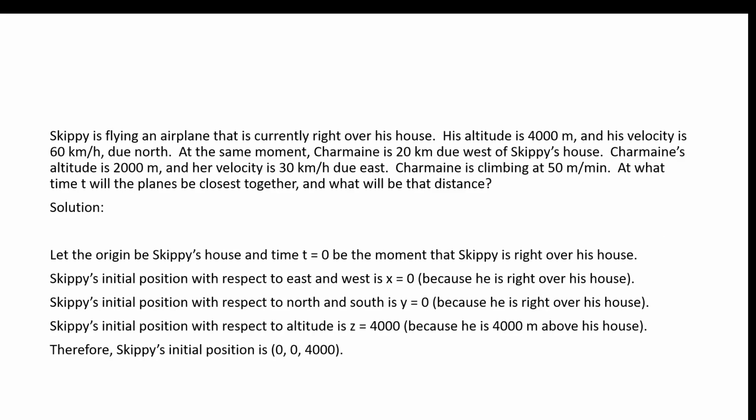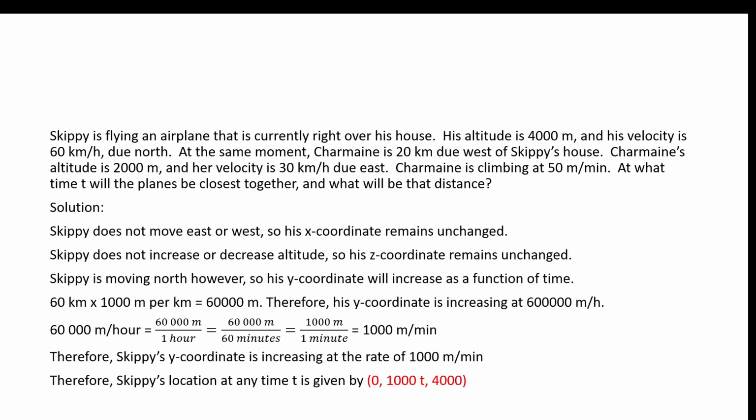Now, since Skippy is right over the origin, his x and y coordinates are both 0. But his z coordinate will be 4,000 because he's actually 4,000 meters above his house. So Skippy's initial position will be 0, 0, 4,000. Now, Skippy does not move east or west, so his x coordinate's going to remain unchanged. However, also he does not increase or decrease his altitude, so his z coordinate will remain unchanged.